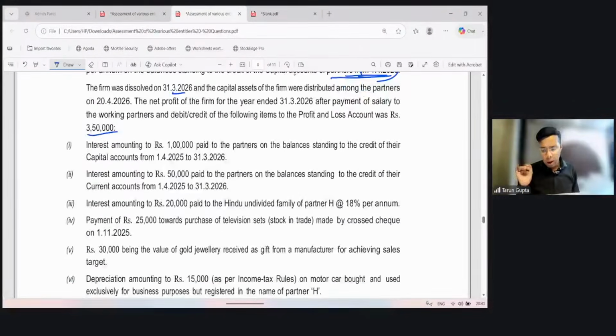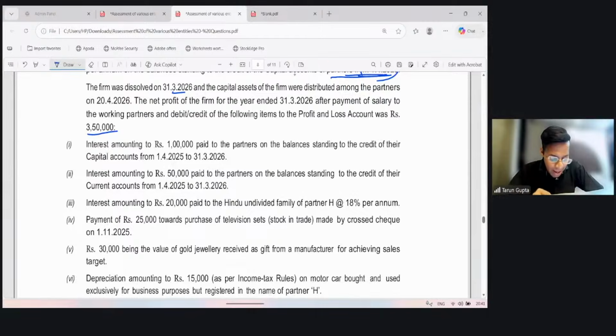And after debit and credit of these following amounts. What are the amounts? Interest amounting to rupees 1 lakh paid to partner on balance standing to the credit of their capital account from 1st April to 31st March. See, they have paid interest of 1 lakh from 1st April to 31st March. But I will allow interest only from 1st October. So April, May, June, July, August, September, I will not allow the 6-month interest. I will only allow the later 6-month interest. So I allow only 50% of this interest in the hands of the partnership firm.